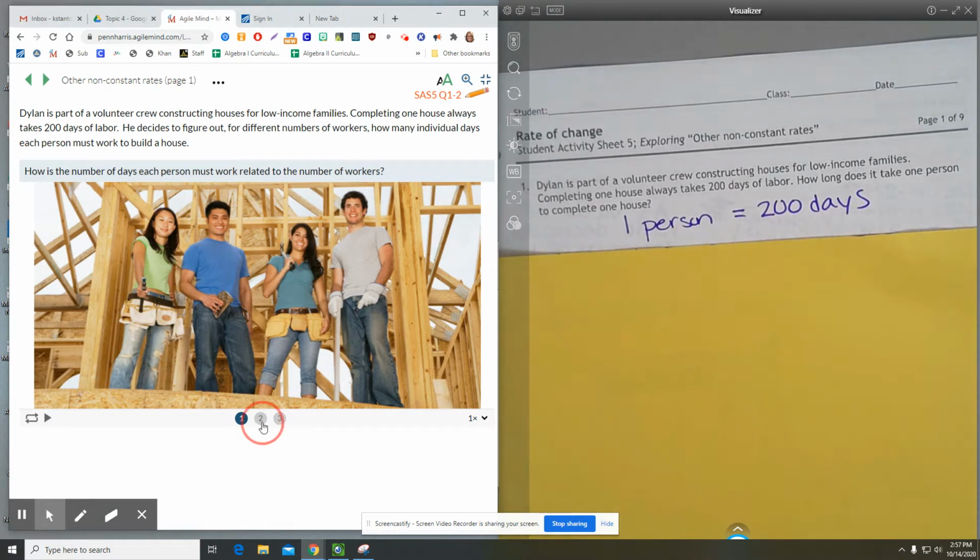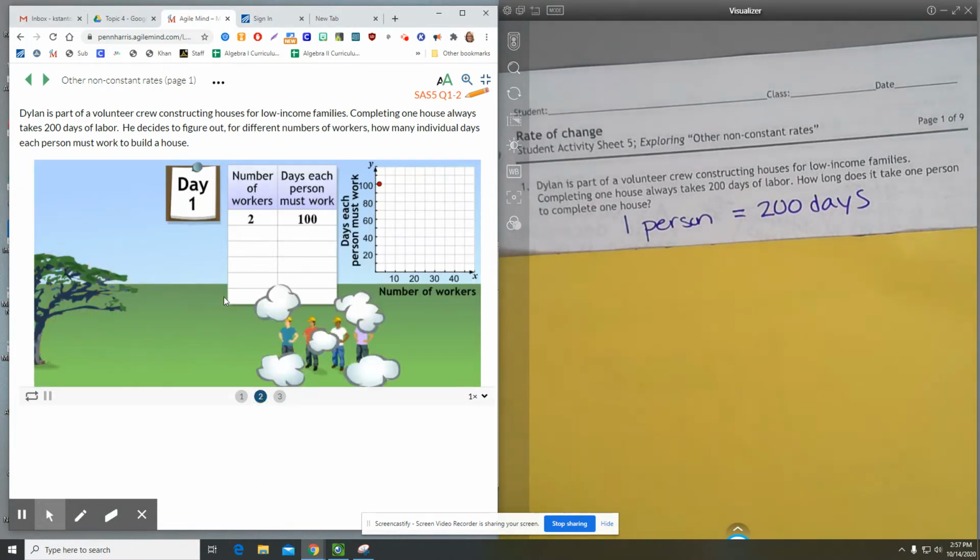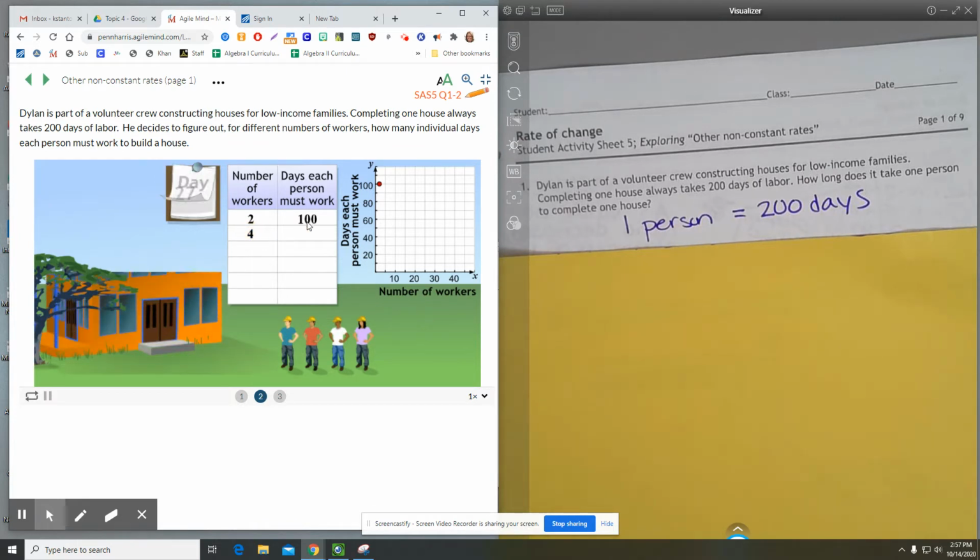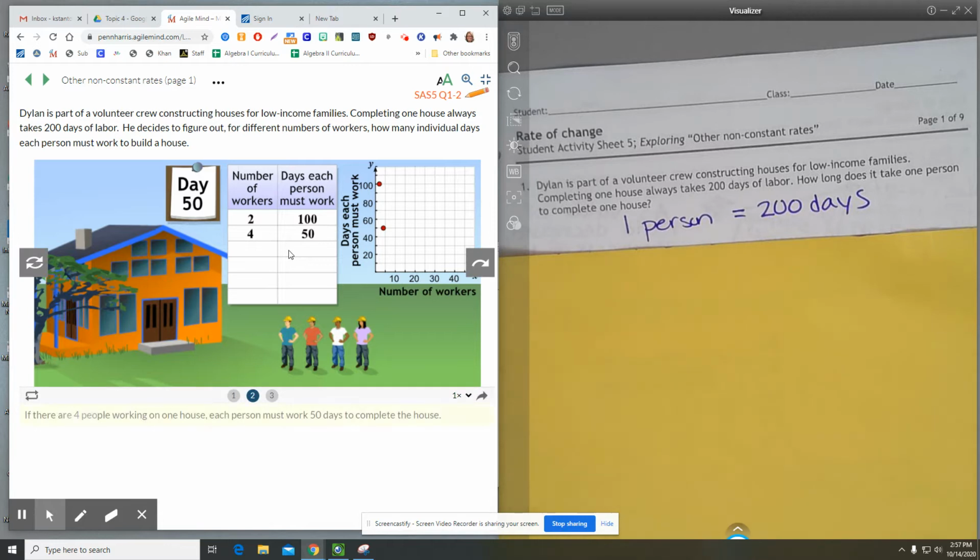We're going to assume that if there were 2 workers, it would take 100 days. Split it in half. 4 workers would take 50 days. Split that in half again. We're going to keep splitting that. With 2 workers, we're dividing the 200 by 2 to get 100. If we have 4 workers, we took the 200 divided by 4 to get 50.